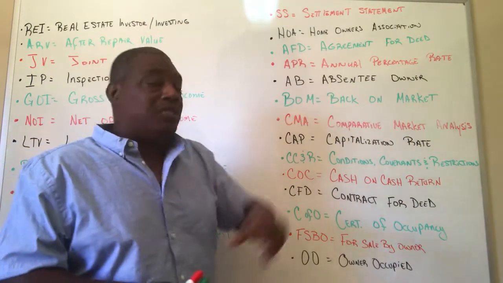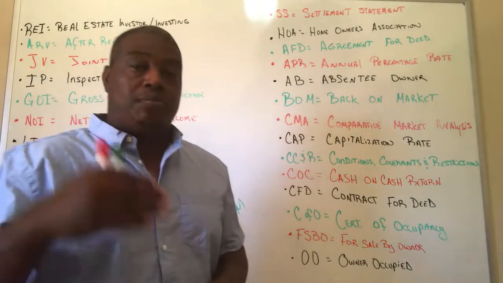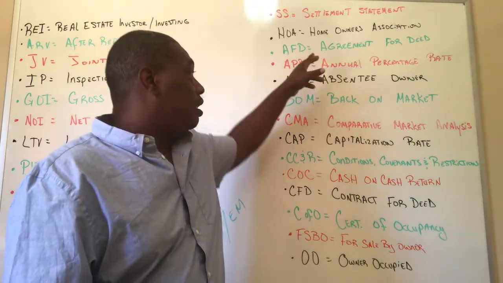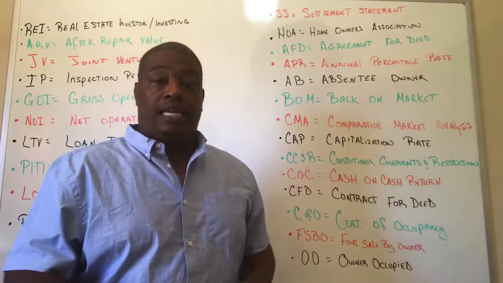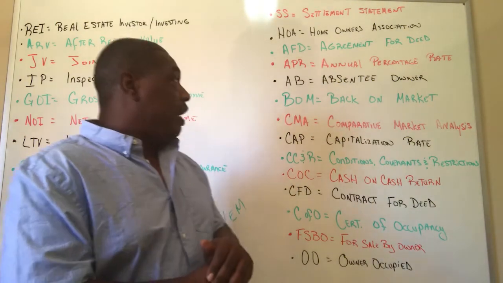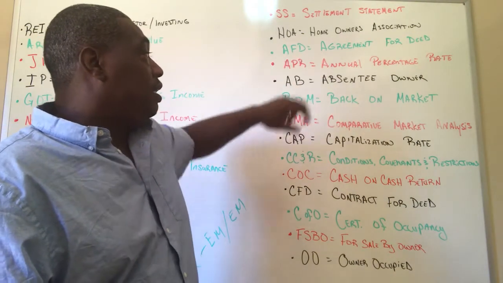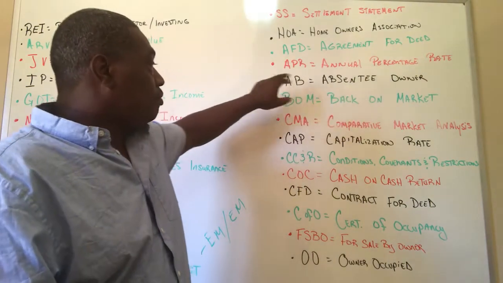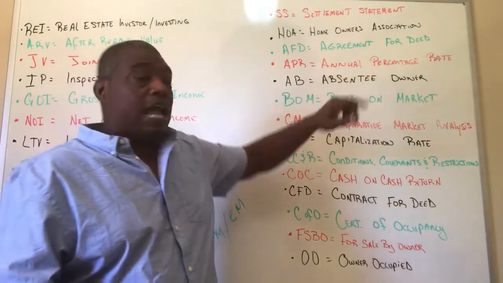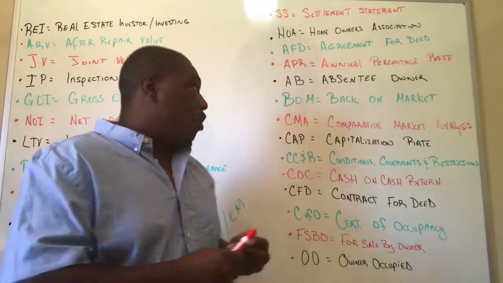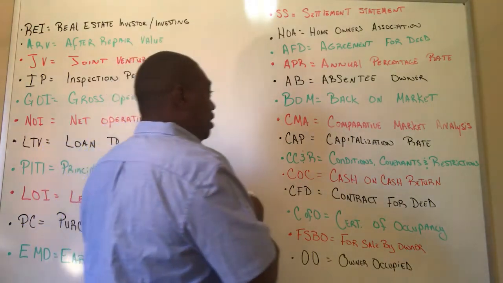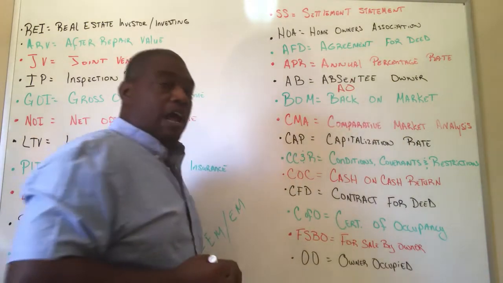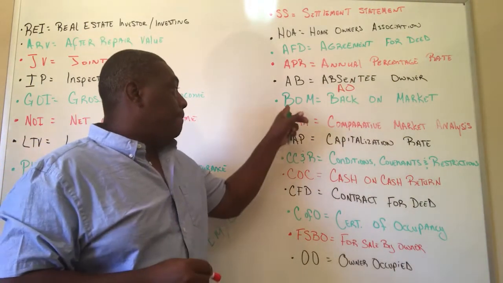AFD, which is Agreement for Deed. This is a way to take possession of a property. This is a way to hold title. You can do it in seller finance transactions and things like that. So remember AFD. Then you have APR, which is Annual Percentage Rate. AB stands for Absentee Owner, or you may see it as strictly AO for absentee owner.